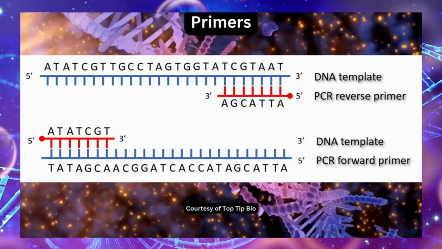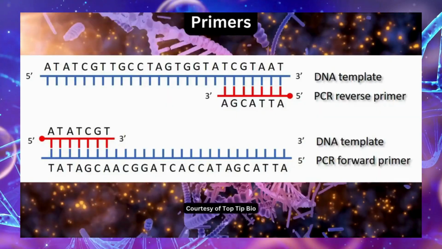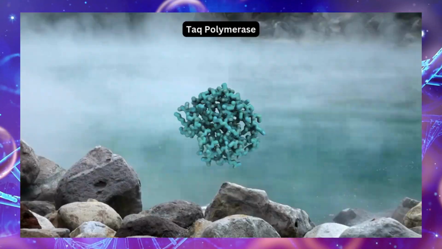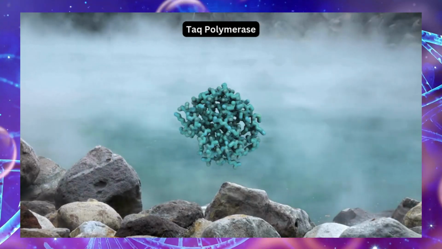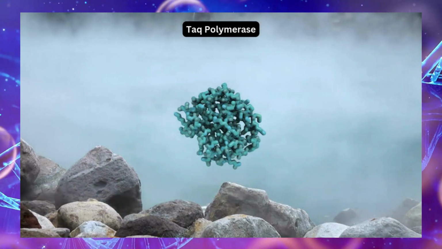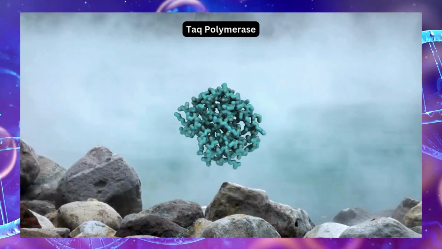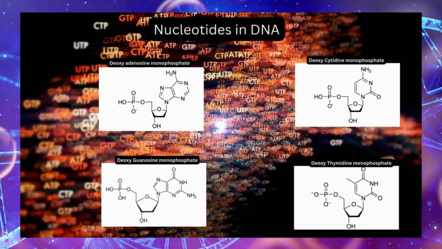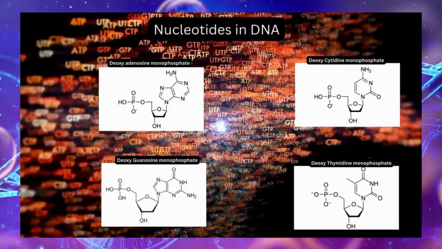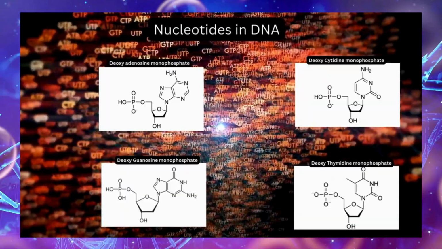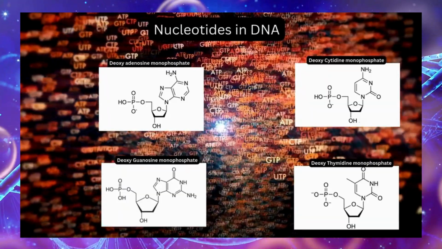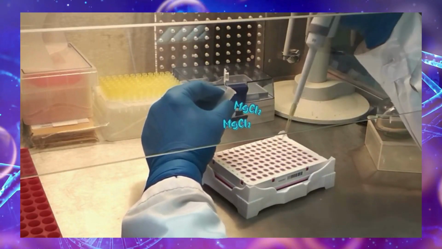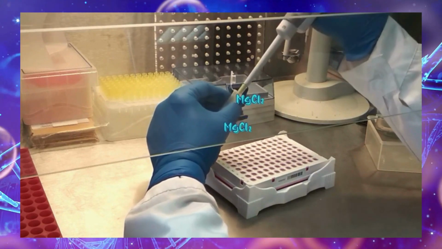Primers: short DNA sequences that bind to the target region on the template DNA, marking the start and end points for amplification. Taq polymerase: a heat stable enzyme that synthesizes new DNA strands by adding nucleotides to the primers. dNTPs or deoxynucleotide triphosphates: the building blocks for DNA synthesis that Taq polymerase uses to extend the DNA strand. Buffer solution: maintains the optimal pH and ionic environment for Taq polymerase activity during the PCR process.